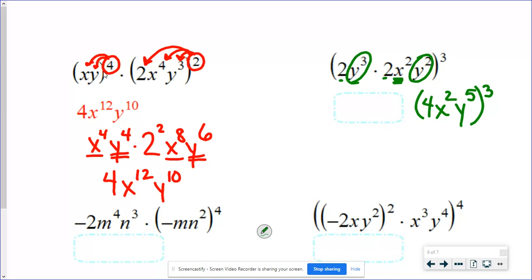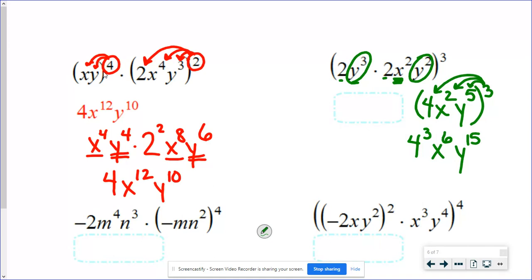And I just said in the last problem, a lot of people forget about the coefficient. This 3 for an exponent is going to go on to that 4. So that'll be 4 to the 3rd power. We actually memorized that one. That's 64. X to the, multiplying exponents, 6, and y to the 15th.